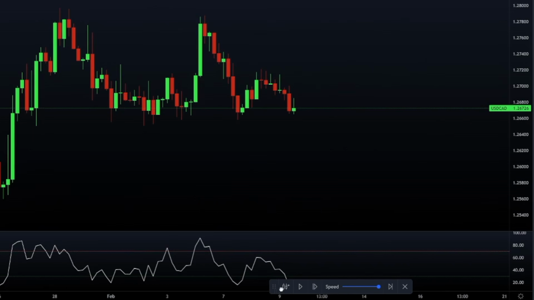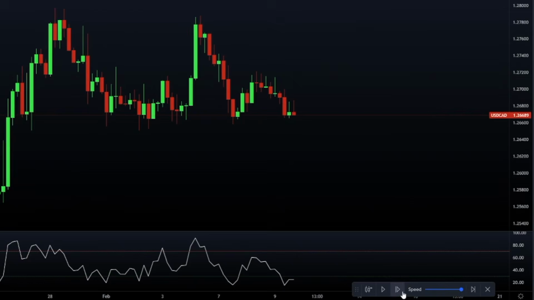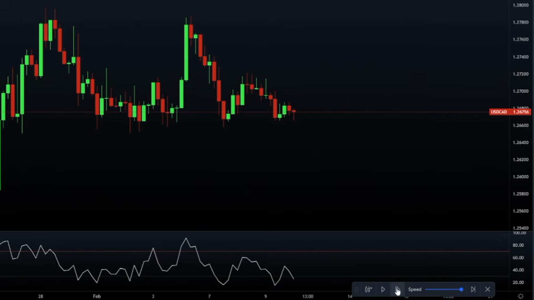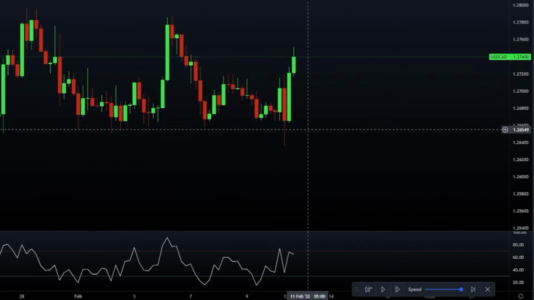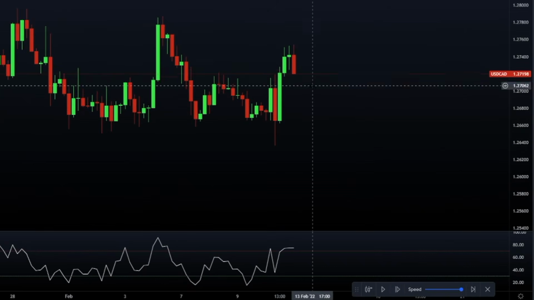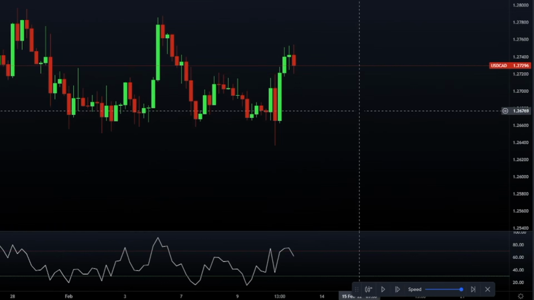From there, here's another example. We're reaching oversold status, and let's see if we can get some sort of a bounce. You can see there's a bounce there. So now we're starting to top up. So this is the idea. So how would you trade this?